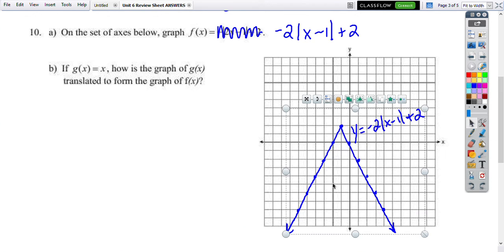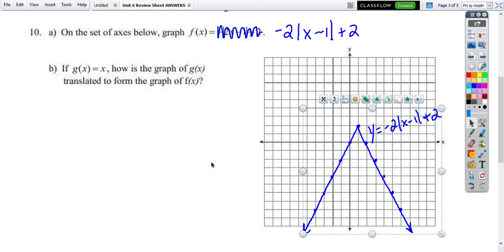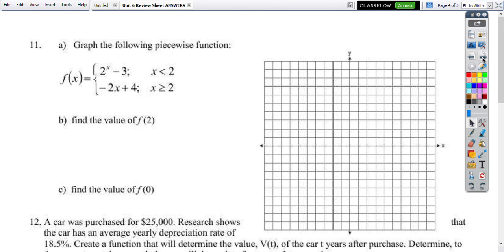Should actually be over there, and it should look like that, okay? That's what the graph should look like. All right. Okay. We're going to graph the following piecewise functions.